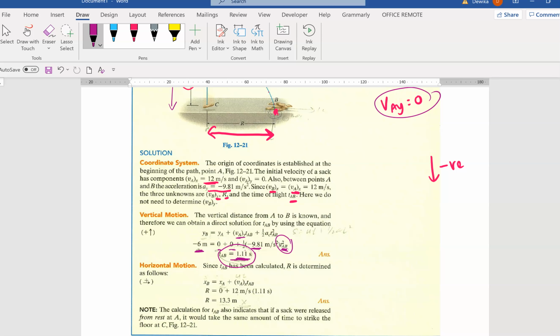The second part is to solve for the range, so you take the time, you fit into the x equation, xB equals xA plus VAX times tB. So plug in the value, you get the R as 13.3.